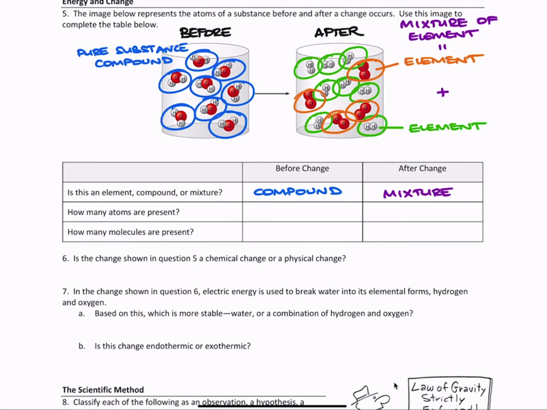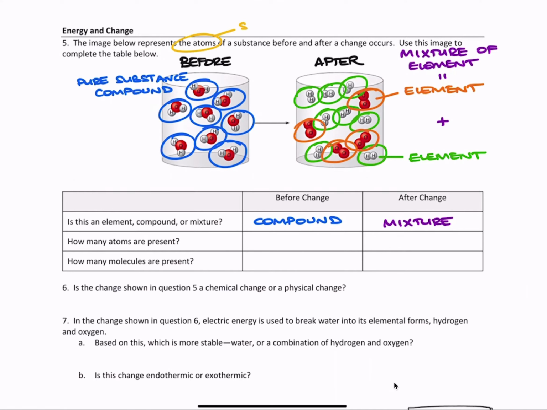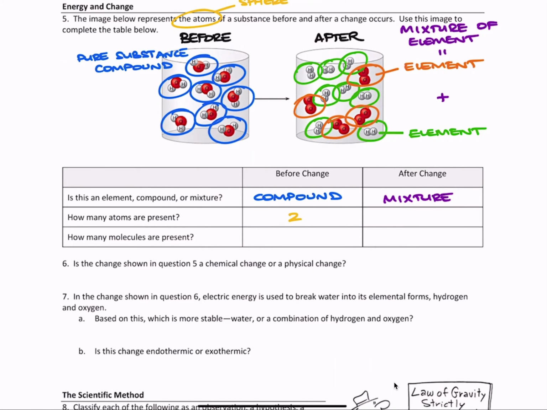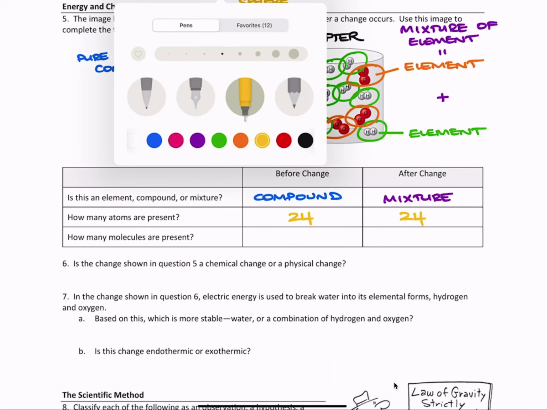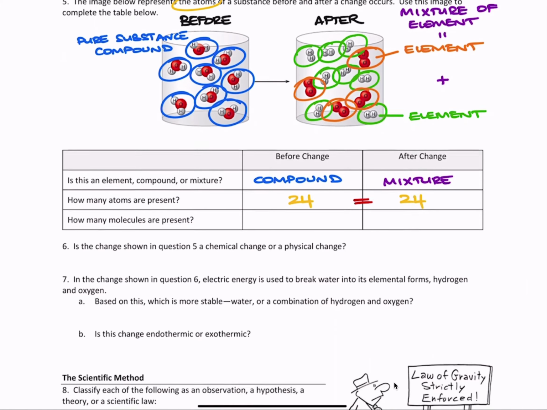Now you're asked to determine how many atoms are present. So what are atoms? Atoms are actually represented here by a sphere. So the number of spheres will give you the number of atoms. So you can count them in the container before and count them in the container after. And if you count them, you will realize that you have 24 spheres before and 24 spheres after. This is due to a law that is called the law of mass conservation. You cannot create or destroy matter, so the number of atoms you have before is the same as the number of atoms that you have after.